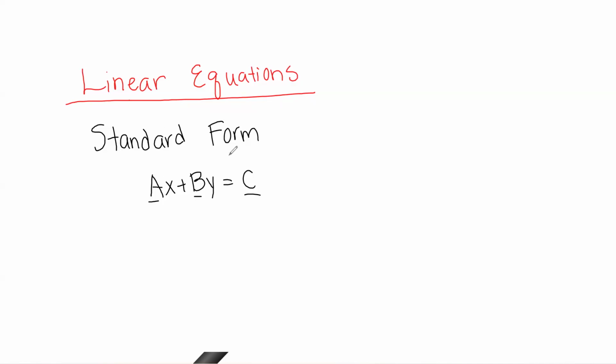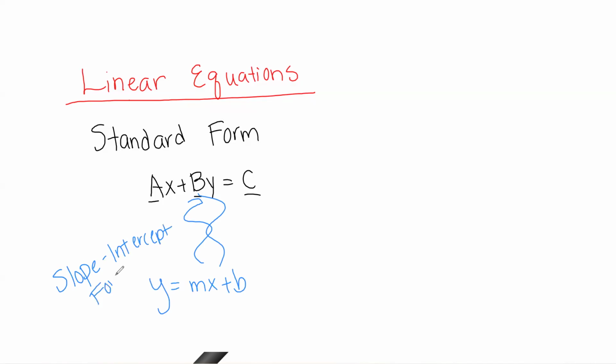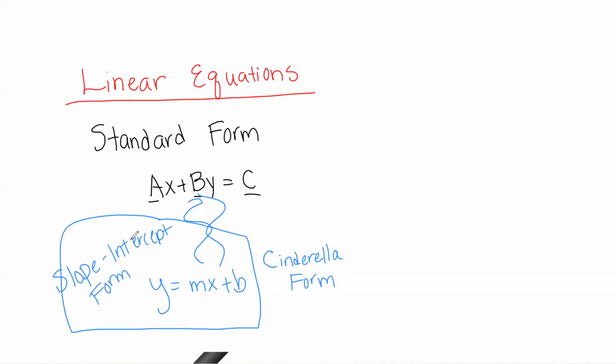So we're going to take this given standard form and we are going to transform it with our magic wands into y equals mx plus b form, which is slope-intercept form. Now, I've been teaching math for over 10 years now. I have come to call this our Cinderella form. So any video you see from me and I say Cinderella or Cinderella form of a line, this is what I am referring to, the slope-intercept form.